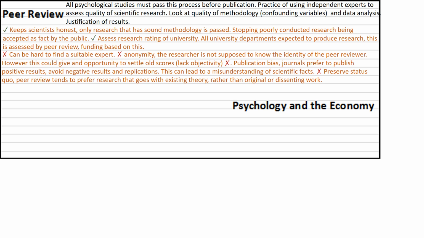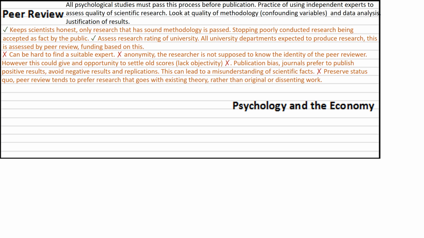This process is supposed to be anonymous as well, so the researcher doesn't know whose work they're looking over, and vice versa, the person who has produced the research doesn't know who's going to be looking over their research. This is linked to the first point though. It can be hard to find a suitable expert if you're in a field that's quite small and there are only maybe 15 other people who work in your research area. You might be able to work out either whose work you're peer reviewing or who's peer reviewing your work.